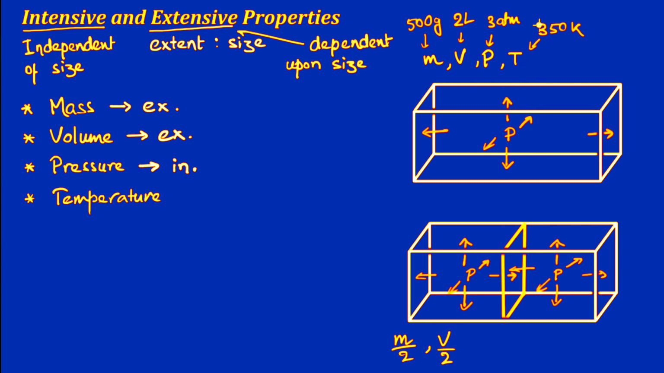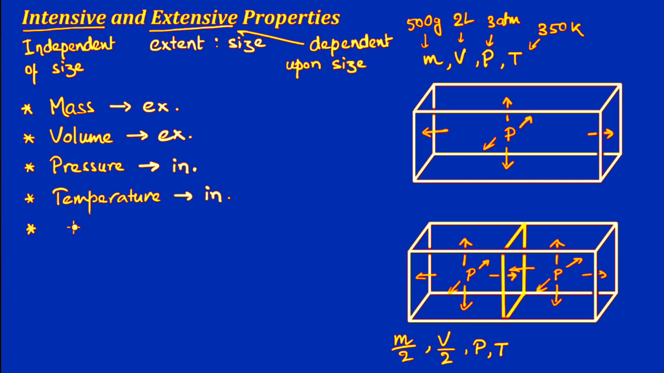So let's talk about the temperature. Temperature in sample 1 is 350 Kelvin. No doubt we have divided sample 2 into 2 parts, but as the pressure remained the same, similarly the temperature never changes. No doubt we have divided sample 2 into 2 equal parts. So temperature is also an intensive property which doesn't change with the change in amount.